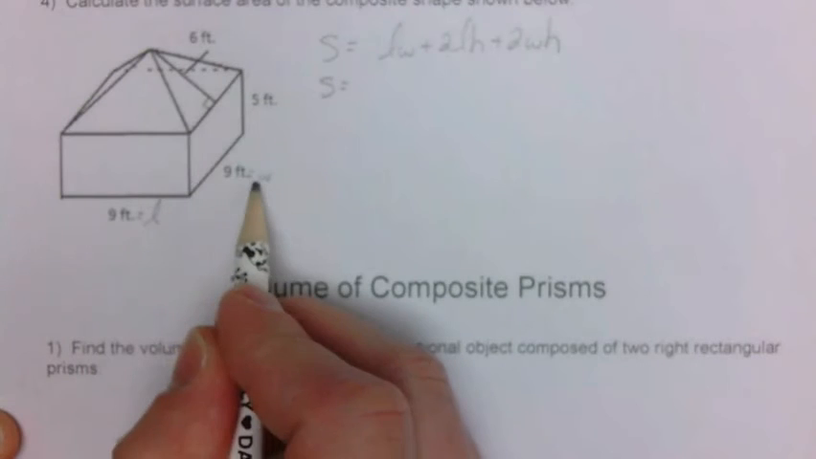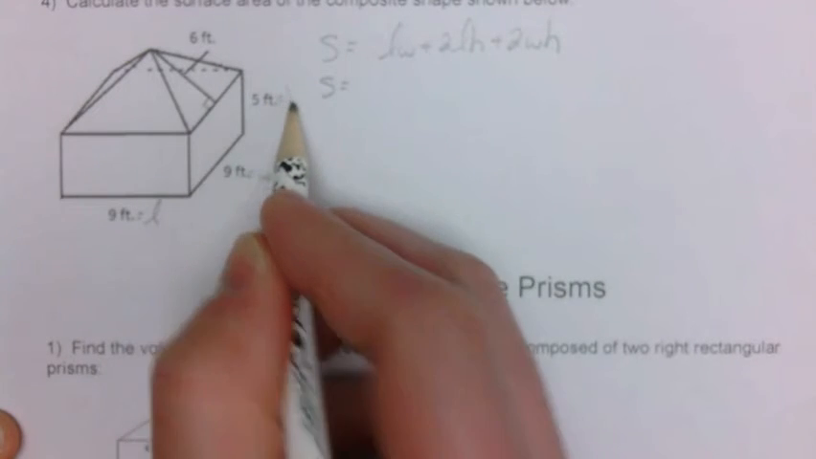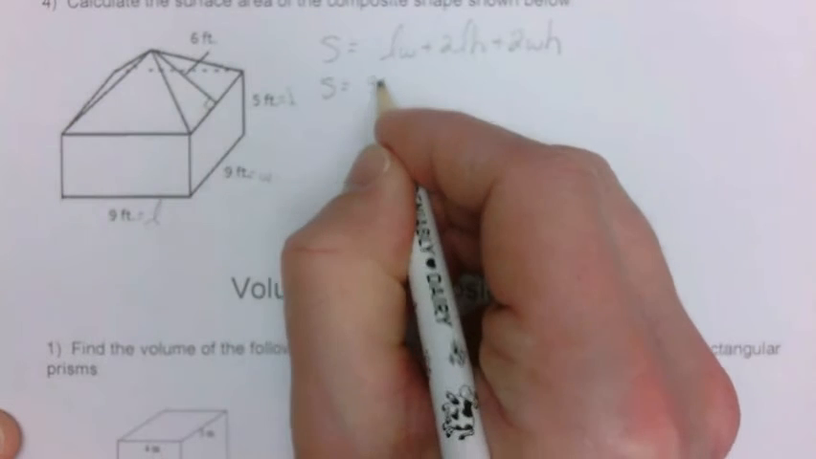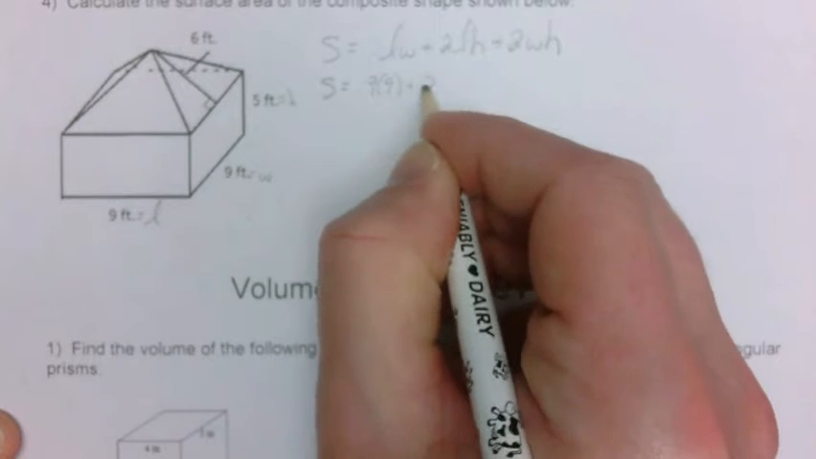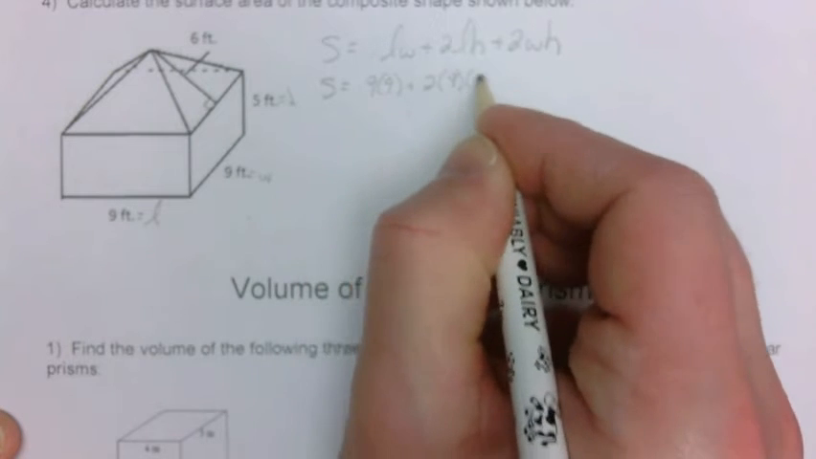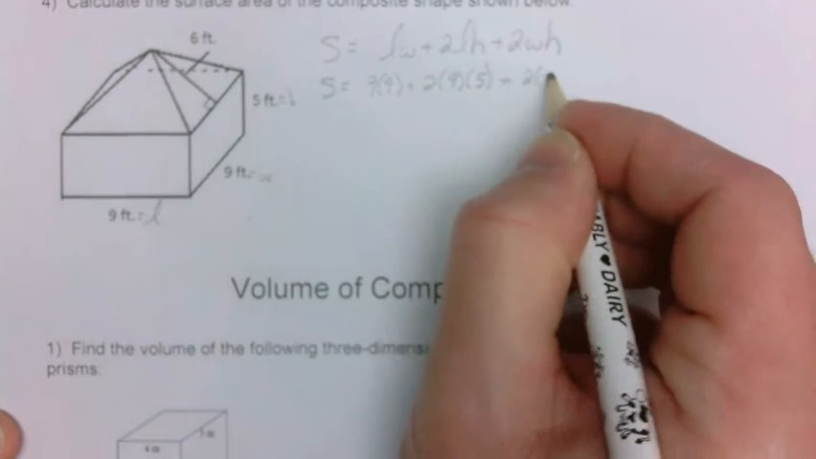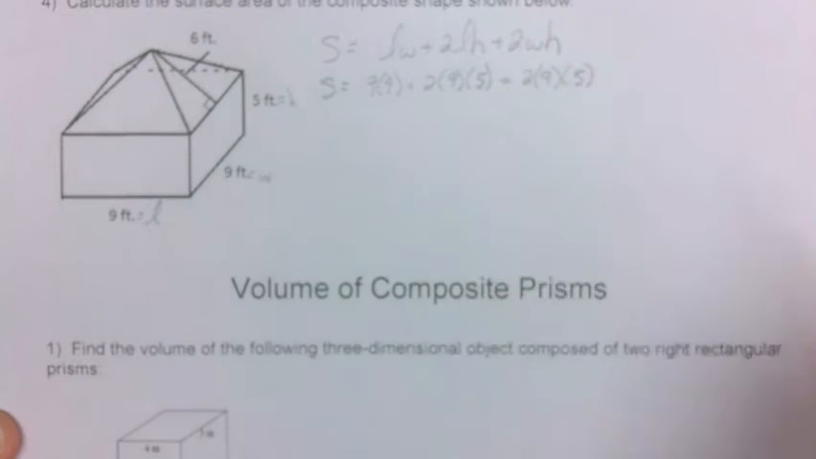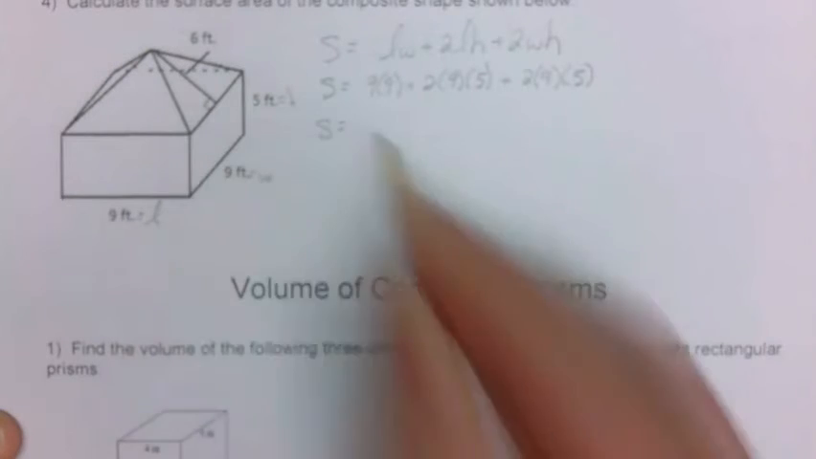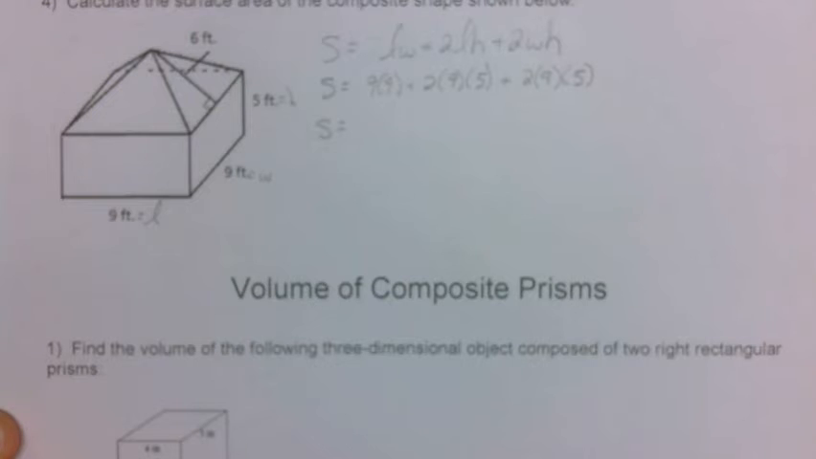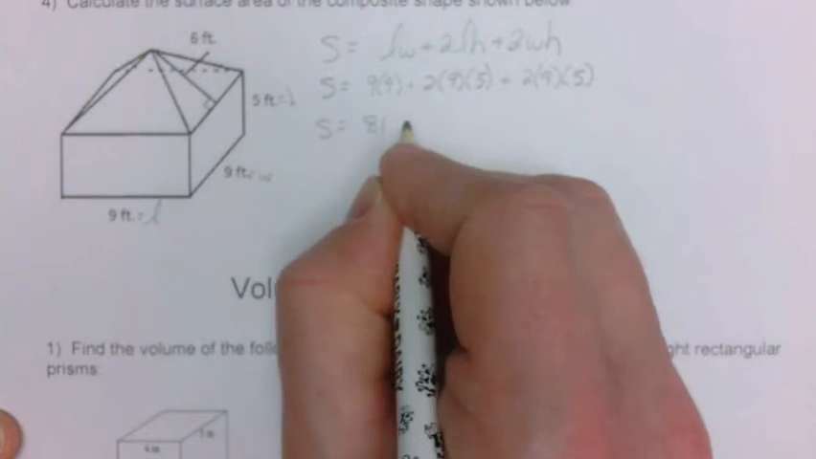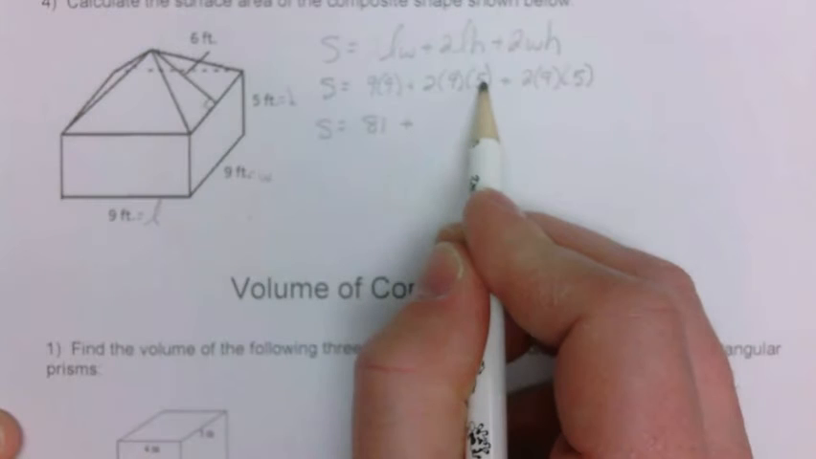The length is 9, the width is 9, and 5 is going to be the height. So I'm going to have 9 times 9 plus 2 times 9 times 5 is the height, plus 2 times 9 is the width as well, times 5 is the height. We go ahead and we do the multiplication here. We're going to have 9 times 9, which gives us 81, plus 9 times 5 is 45.